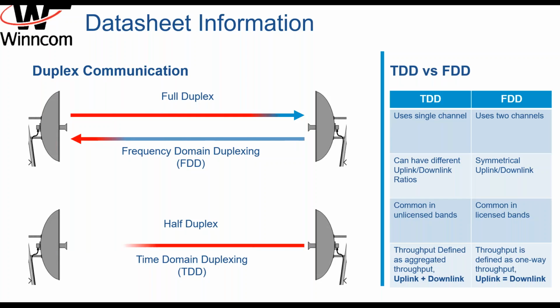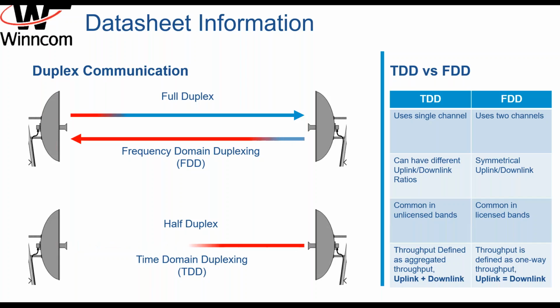If we compare TDD and FDD methods, the main difference is that TDD is using a single channel to communicate, and FDD is using two channels. Since it's a single channel divided by time, TDD can provide you different uplink downlink ratios. However, on an FDD system, uplink and downlink ratios are always fixed and symmetrical. So TDD is mostly common in the unlicensed bands and FDD is common in the licensed bands, since it is more defined in the licensed bands.